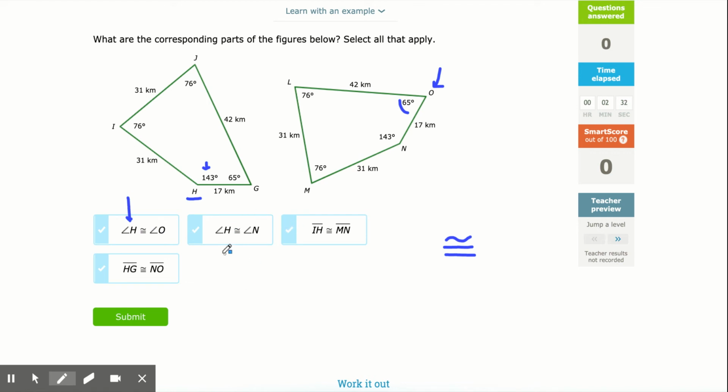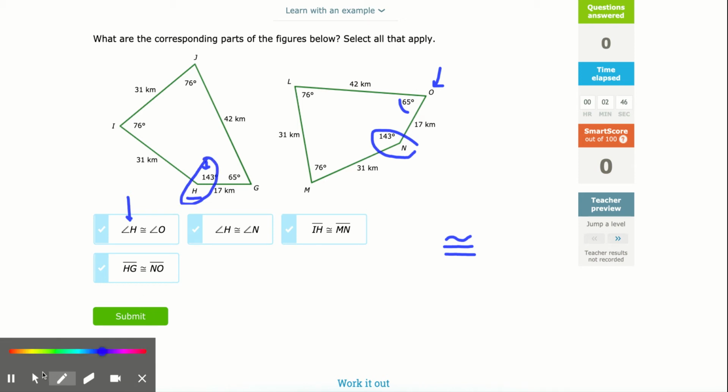And then we're just going to work our way through. Angle H, again, is 143. Angle N is 143. So again, this angle N is congruent to angle H. So I will click that one. Now be careful, it says, what are the corresponding parts of the figure below? Select all that apply. So I'm going to continue to look.